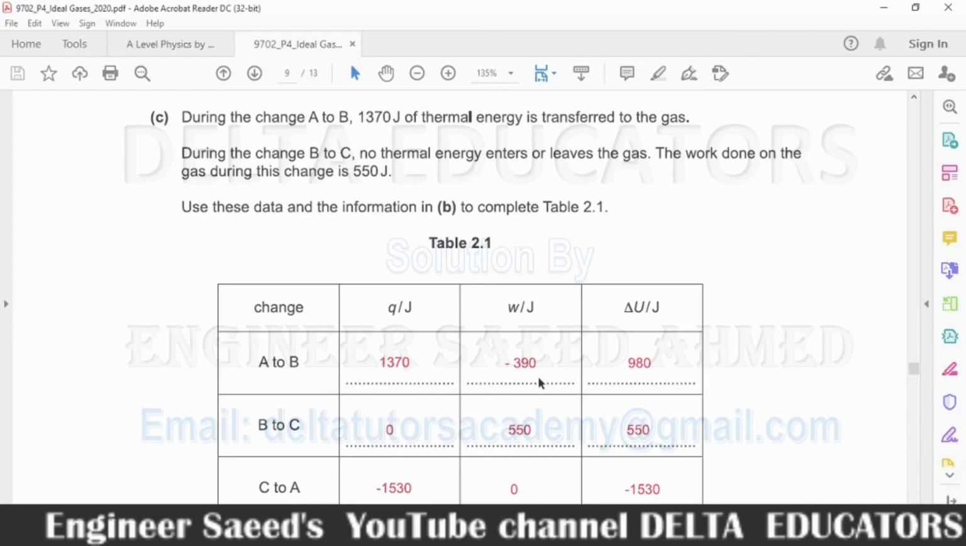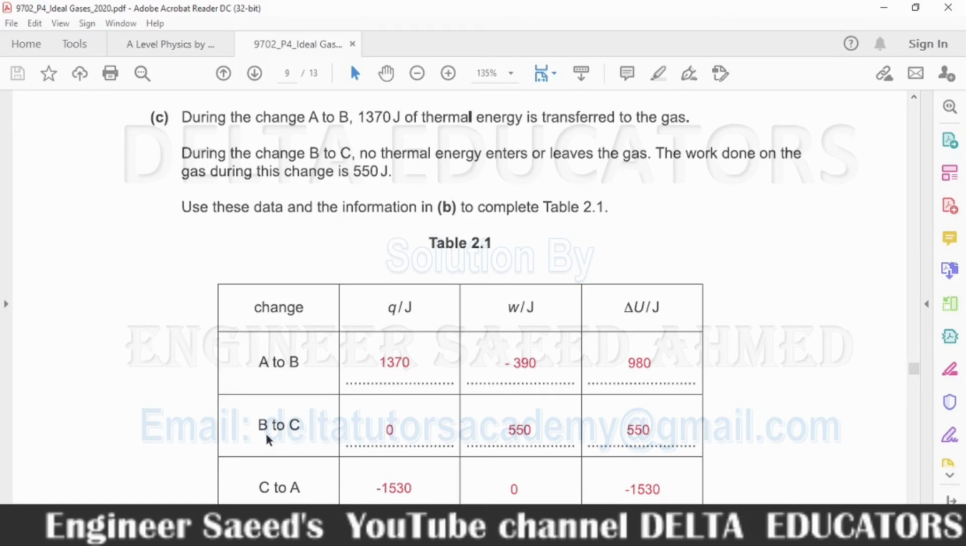Now according to the first law of thermodynamics, delta U is equal to Q plus W. So to find out delta U, we just have to add 1370 and minus 390. When we add these two values, we will get 980 joules. So delta U will be equal to 980 joules.